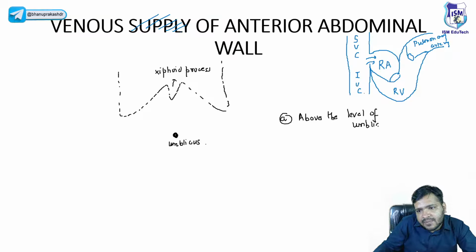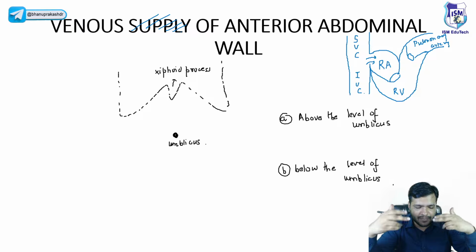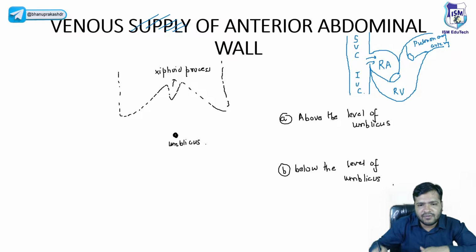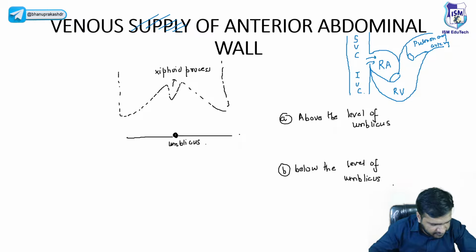Venous drainage कैसे होता है मैंने बताया था ना, watershed area है, and below the level of umbilicus. How the veins are draining the blood over here. So we have 2 points over here: above the level of umbilicus कैसे होता है और below the level of umbilicus क्या होता है. So in return I'll just draw a line just to mark that we have above the level of umbilicus and below the level of umbilicus.